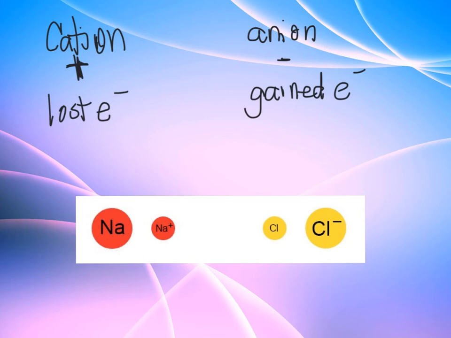So the ionic size is going to also consider when it's bonded with something else. So you're not going to just pick up a sodium ion or a chlorine ion. You're going to look at them combined together and figure out the distance where the orbitals overlap.